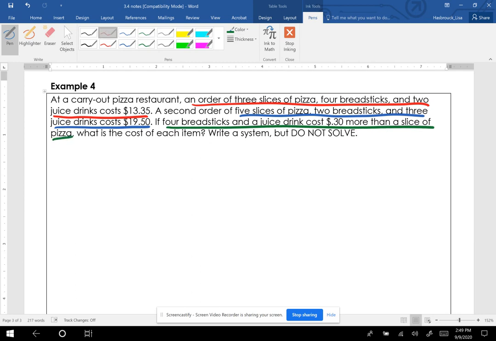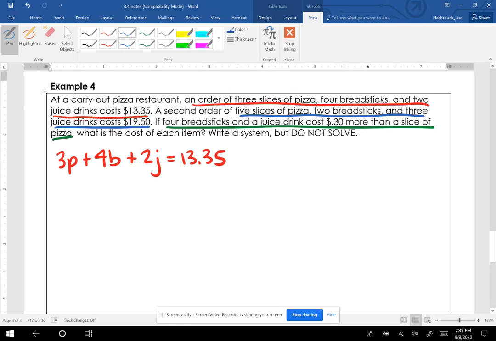For that first one, it says that 3 slices of pizza, so let's call that 3p, plus 4 breadsticks, 4b, plus 2j for juice drinks, all those added up, equals $13.35.